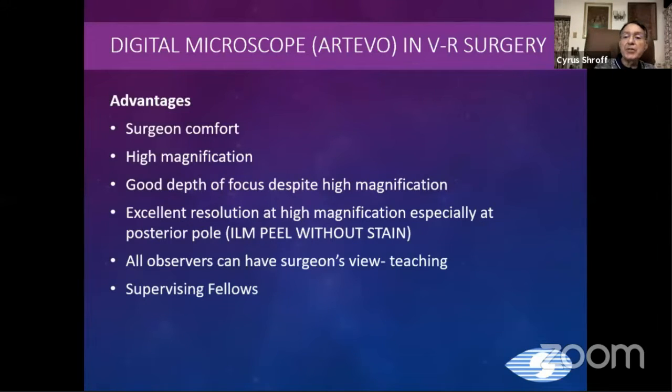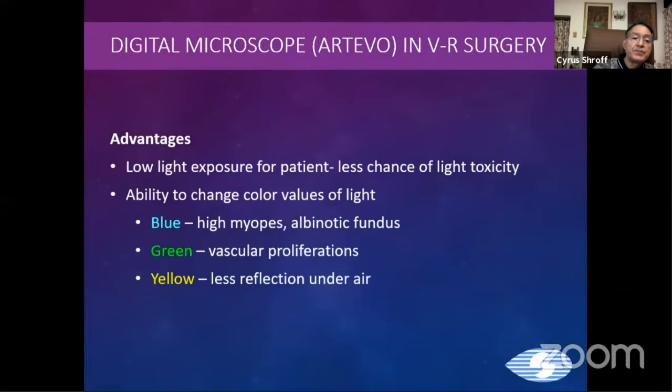Some of the major advantages which we find with the heads-up system in the Lumira microscope is the surgeon comfort. You can sit upright. It's much easier on the neck and the back, especially for older surgeons like me. There's high magnification, good depth of focus despite high magnification, excellent resolution at high magnification, especially at the posterior pole, where one can do ILM even without staining. All observers can have the surgeon's view, so it's a great thing for teaching and for supervising fellows as well.